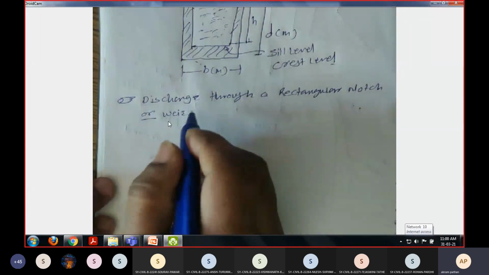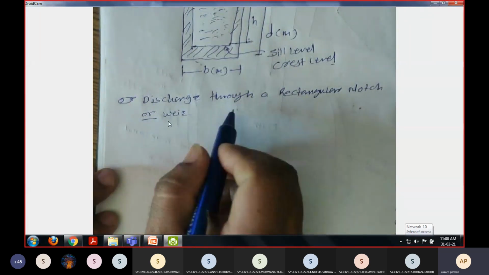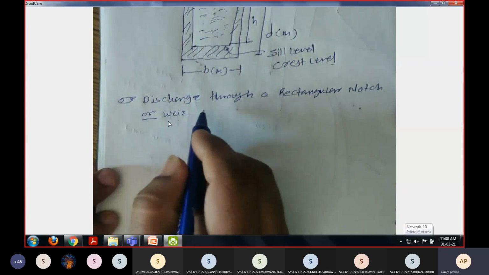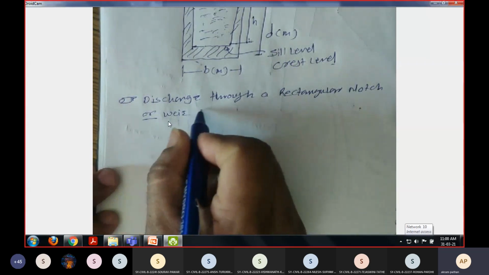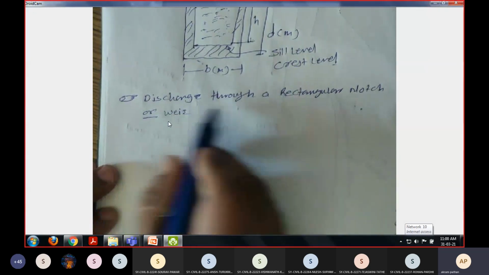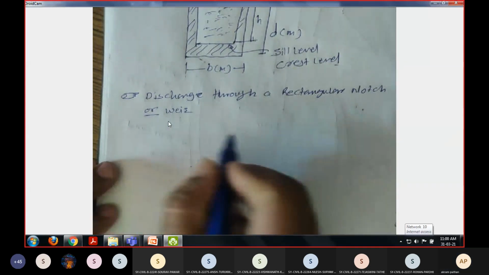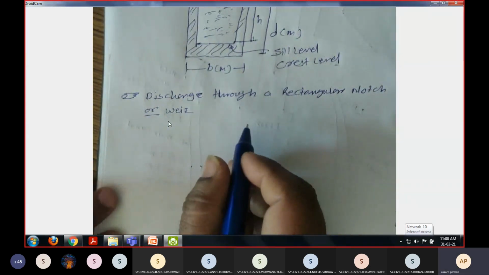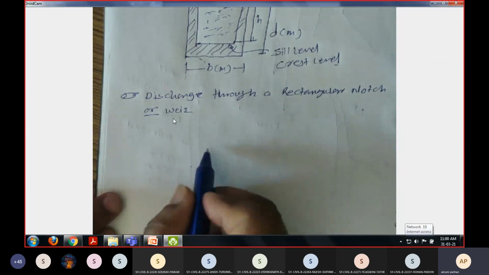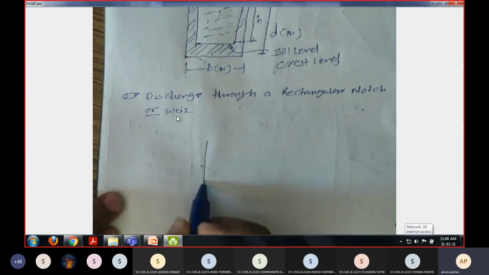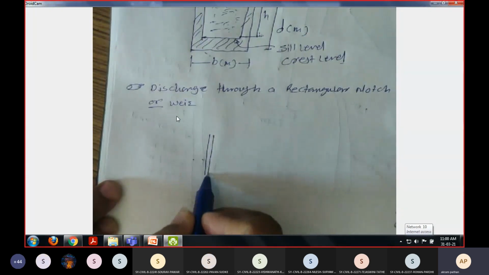So discharge through a rectangular notch or weir. We have to find the discharge through a rectangular notch from the channel. So we have a derivation of discharge through a rectangular notch or weir. Okay, so consider a rectangular notch. I am going to first draw the section.